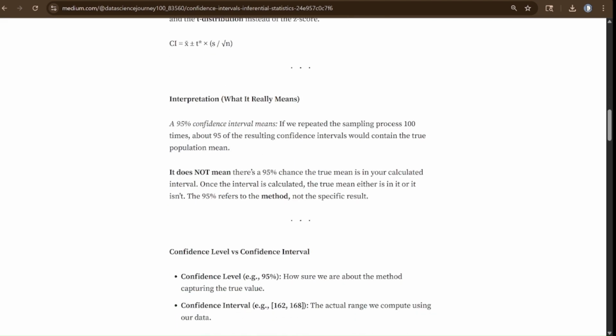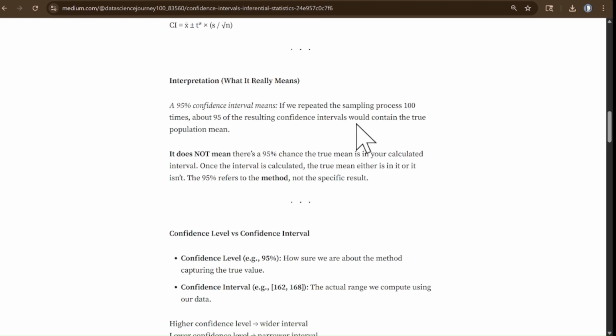So 95% confidence interval means if we repeat the sampling process 100 times, 95 of these confidence intervals would contain the true population mean. Clear? It doesn't mean that there is a 95% chance that the true mean is in your calculated interval. That's a mistake people make. You have to keep it in mind. This is not about percentage chance, but it means that if you sample 100 times, 95 of the resulting confidence intervals would contain the true population mean. So 95% is the method, not the specific result.